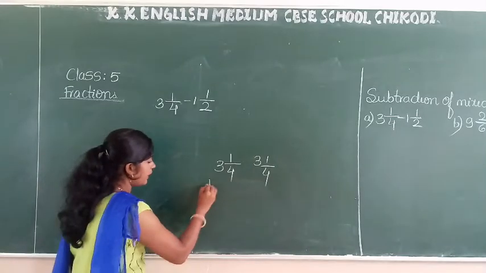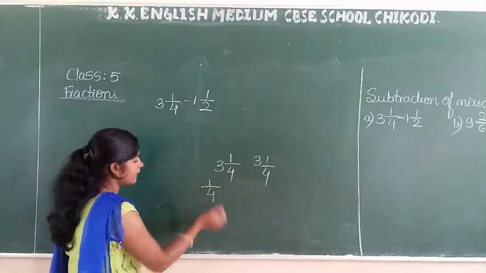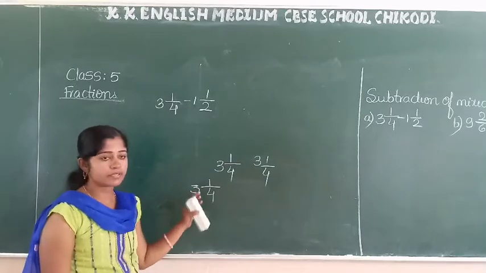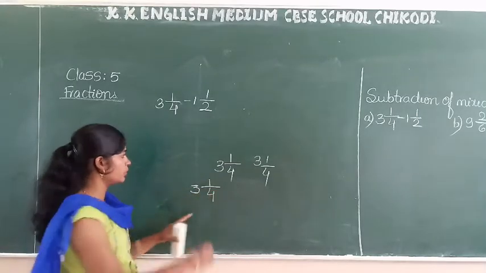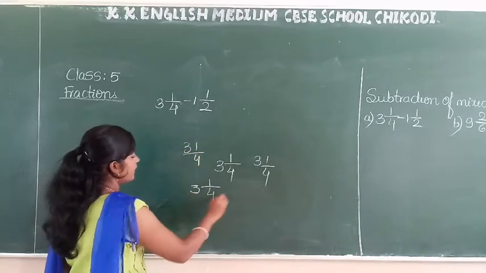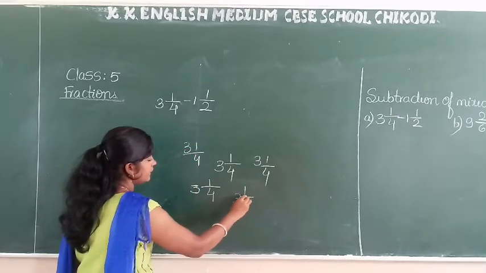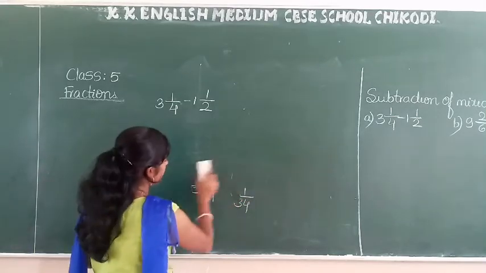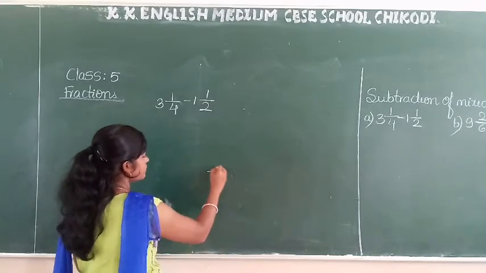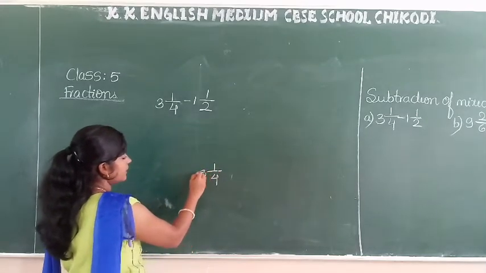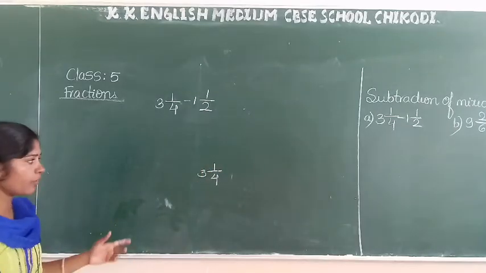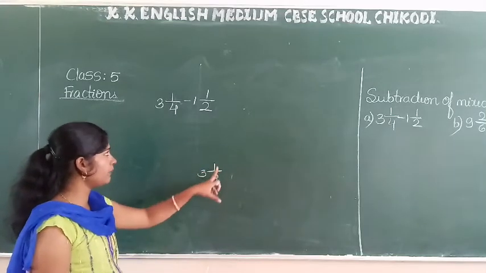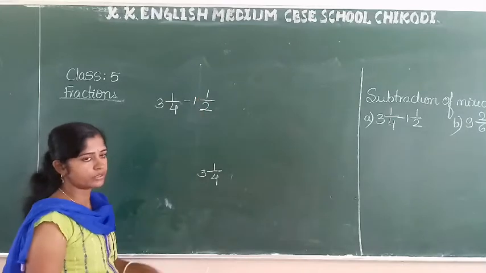See here, first you have to write 1 by 4, and where the dividing line is there, you have to give 3. This is the way to write a mixed fraction. 3 integer 1 by 4. Don't write 31 by 4. Some are writing 3 down there, like 34. How to write this? First you have to write 1 by 4, and where the dividing line is there, you have to write 3. This is the way you have to write mixed fractions. 3 integer 1 by 4, 1 integer 1 by 2. This is how you have to read it.